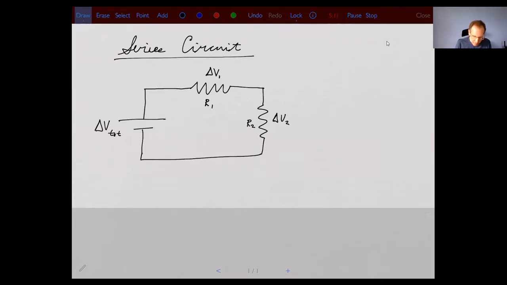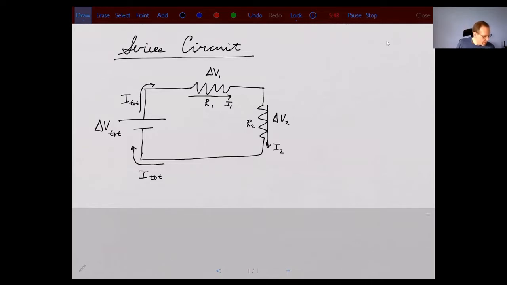And then for the currents, remember the current that passes through the battery, this part, we're going to think of as I total. So you can also think of this part as being I total. And then the current going through the first resistor, I'll call this I1. And the current going through the second resistor, that current is, say, I2.